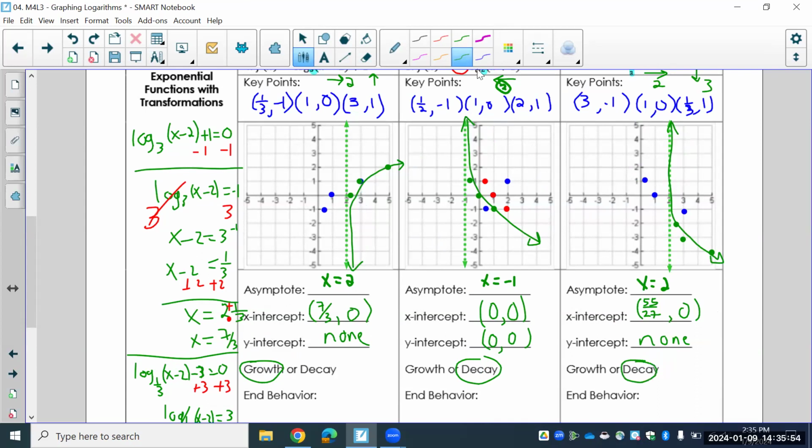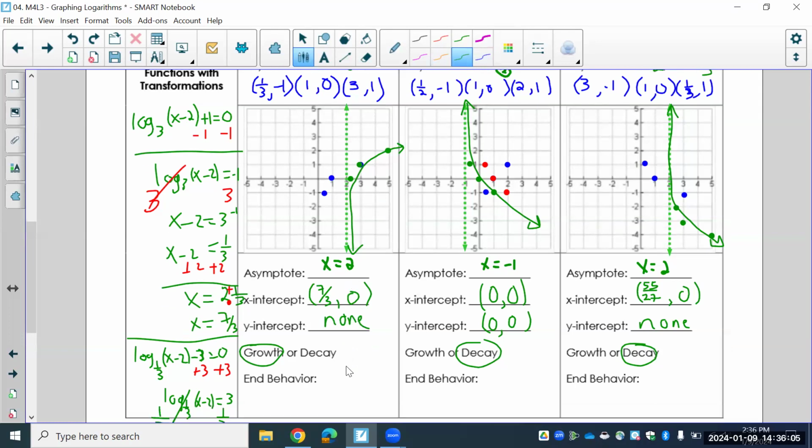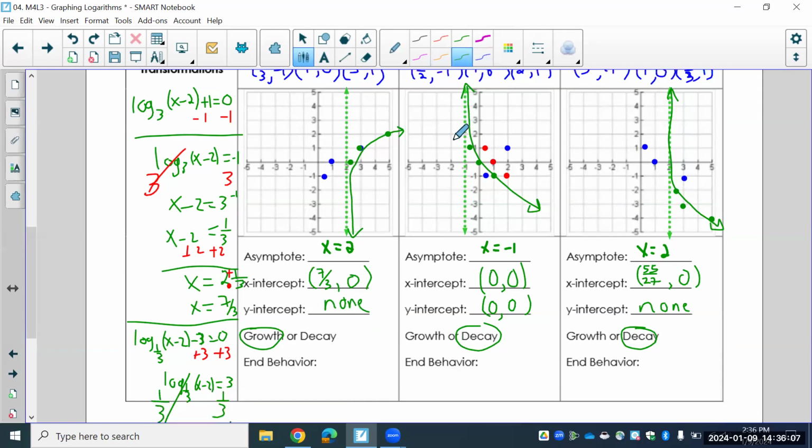What is the difference between logarithmic decay and exponential decay and vice versa? The rate at which it's decaying. Exponential is very fast, logarithmic is very slow, but it does eventually get to growth or decay. Let's talk about end behavior.